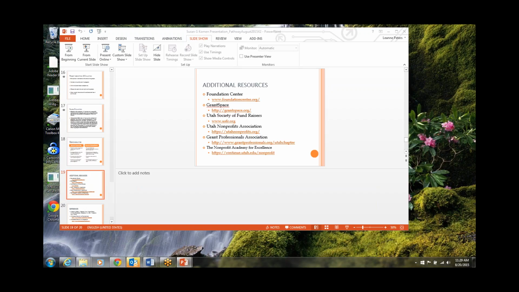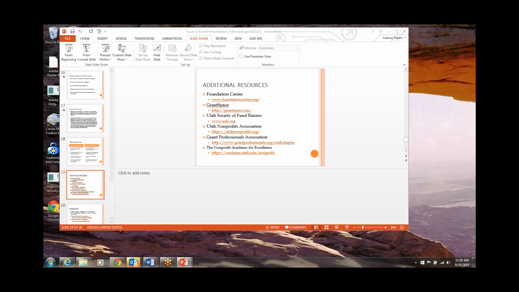So I put together just a list of additional resources that are my absolute go-tos. Maybe Stacy, you have others from the government side, but these are just a few. Obviously the Foundation Center, which we talked about. But if you have not visited GrantSpace, is anybody familiar with grantspace.org? It's an offshoot of the Foundation Center, and it's absolutely free. They have sample budgets. They have sample proposals.